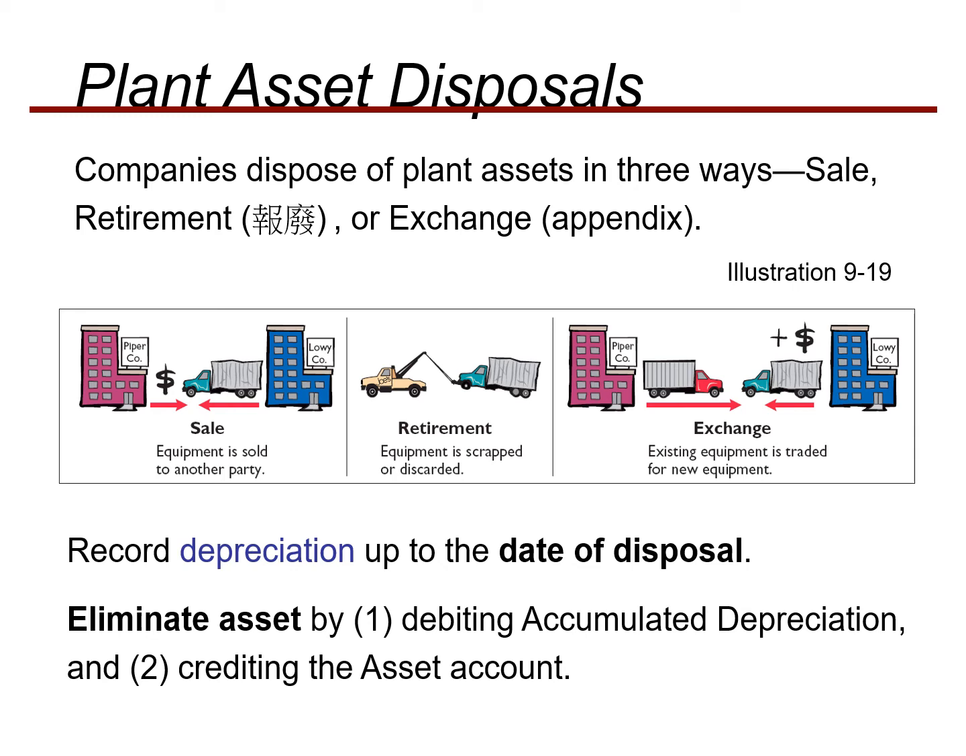What we'll do is first record depreciation up to the date of disposal. It might be possible that a certain asset will give you a benefit for less than its useful life, so in that case you record the depreciation for a different period. So you have to record depreciation up to the date, and eliminate the asset by debiting accumulated depreciation and crediting the asset account, because you are disposing of, exchanging or selling your asset, you are getting rid of that asset, so you have to credit that asset account.